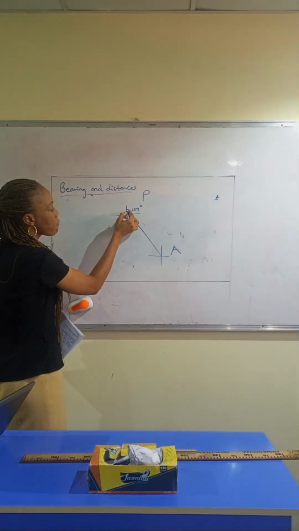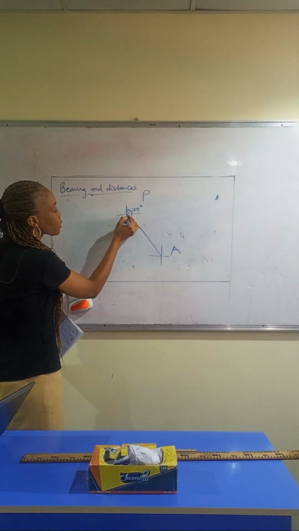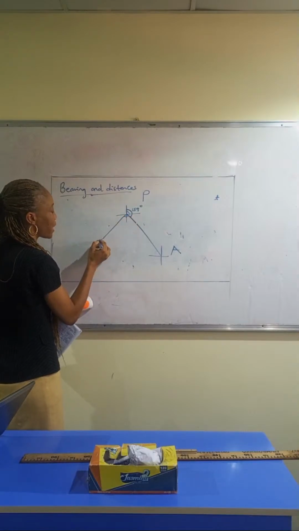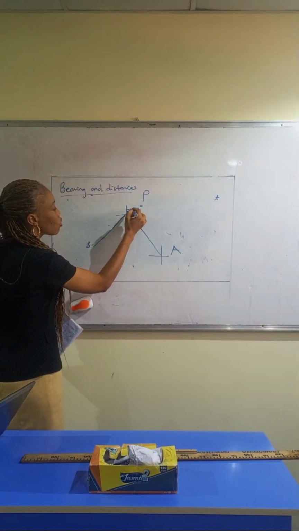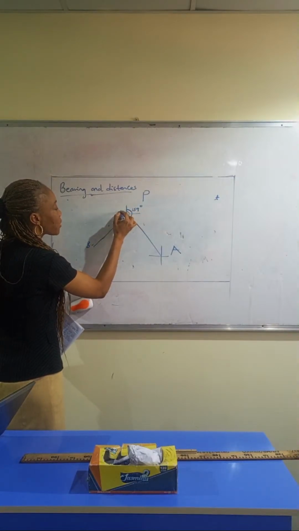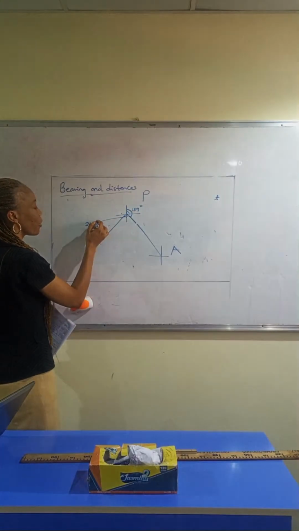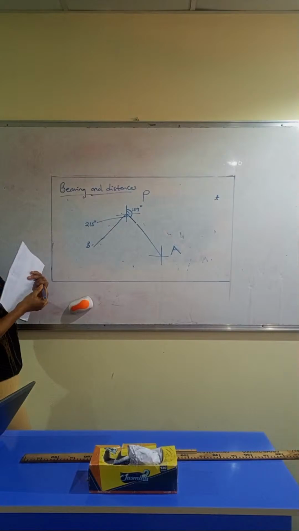For B, we move 90. You will cross to this point and draw it. And remember that for B is 215. Let me write it here. For B, the angle is 215. For A, the angle is 159 degrees. Okay.